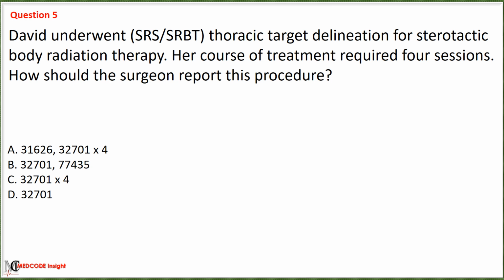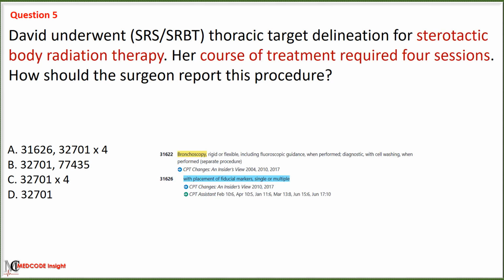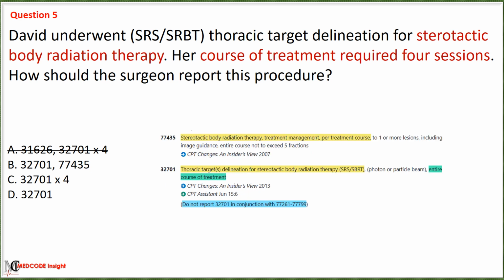Option D with code 32701. In the given scenario, David undergoes stereotactic body radiation therapy and the course of treatment requires 4 sessions. First, we will eliminate option A as code 31626 is used in case of a bronchoscopic procedure. Code 32701 mentioned in all remaining options is used for thoracic target delineation for stereotactic body radiation therapy for the entire course of treatment as mentioned in the scenario, which means it is the right code.